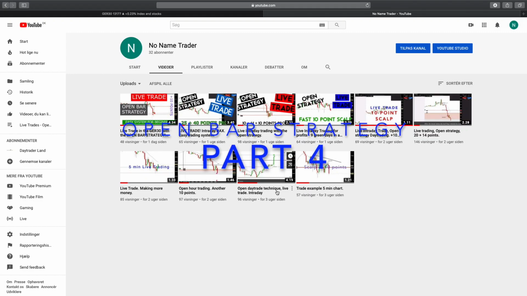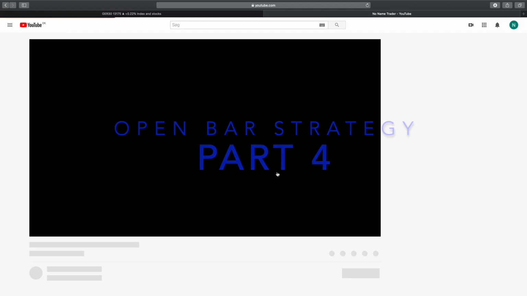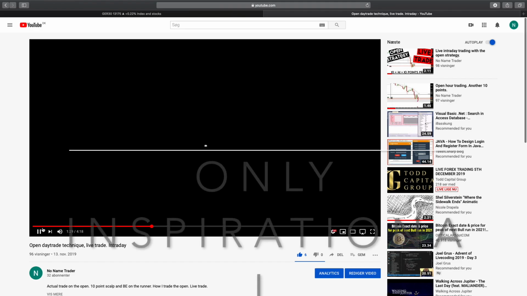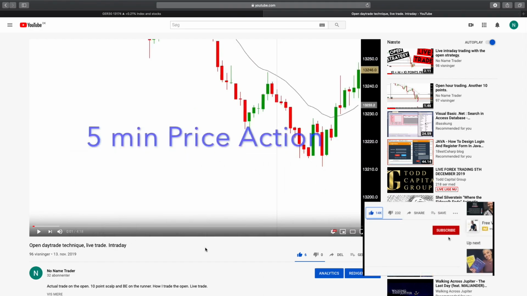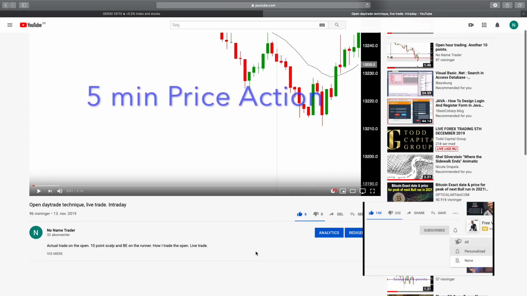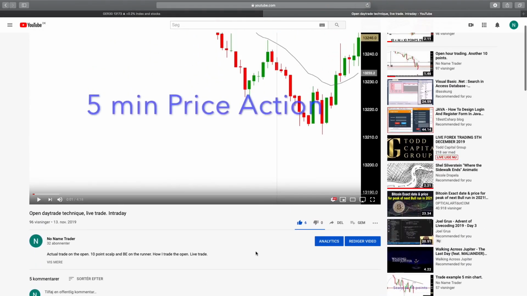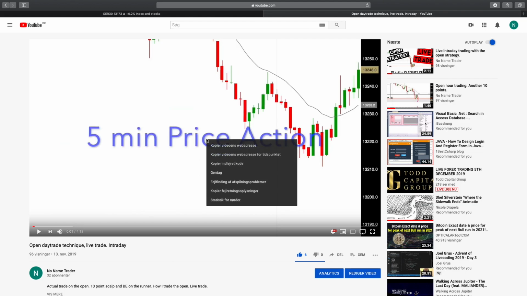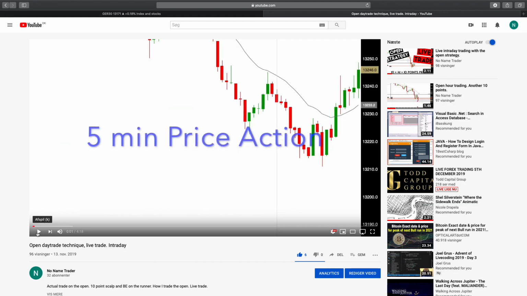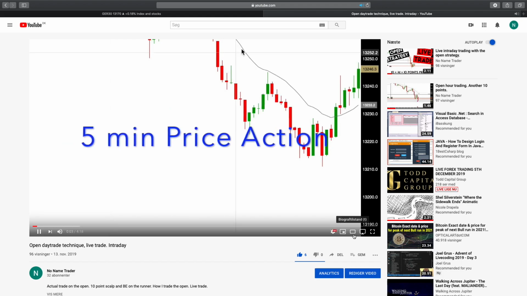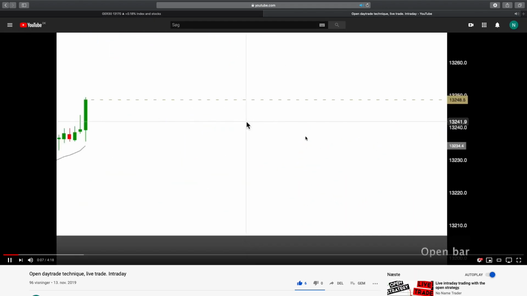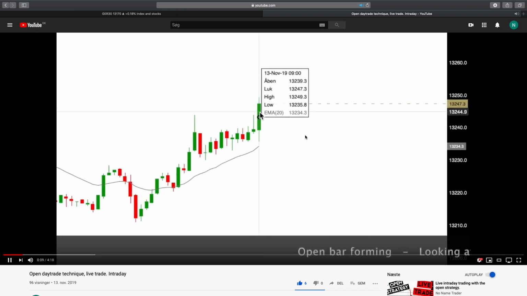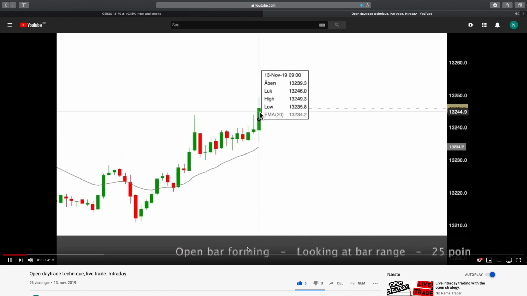Okay, so let's go over one of these open trade techniques right here. There is a playlist that you can go to where all of these trades are. But let's just see what happens here. So this is me actually trading the open. This is the first 5-minute bar that's forming right here, and as you can see in the text below, that's the open bar.